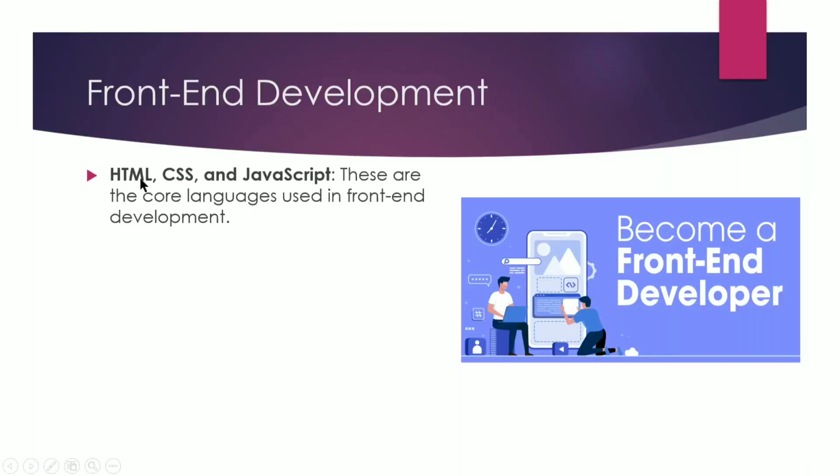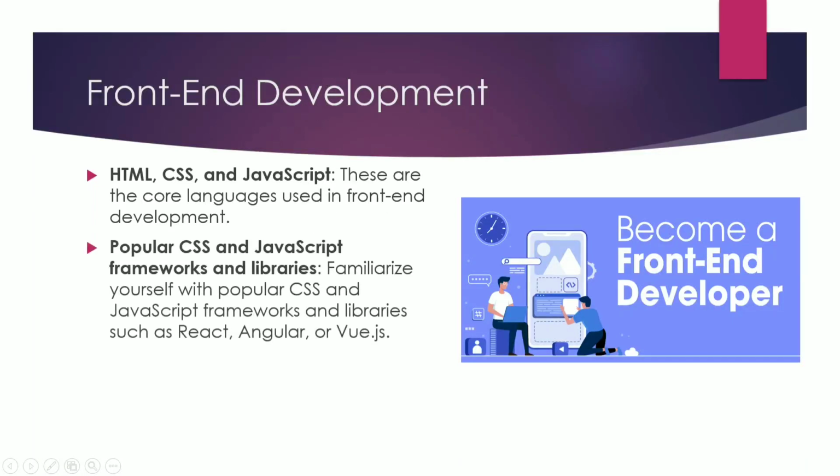So HTML, CSS, and JavaScript that we have seen so far come under the core languages used in front-end development. And there are some CSS and JavaScript frameworks or libraries that are most widely used to build powerful web projects. Okay, like some of them are React, Angular, or Vue.js. These are three popular libraries and frameworks that are widely used for creating web pages. Okay, so I think some of the students might have already used React or Angular or Vue.js. Okay, these are three popular frameworks and libraries.